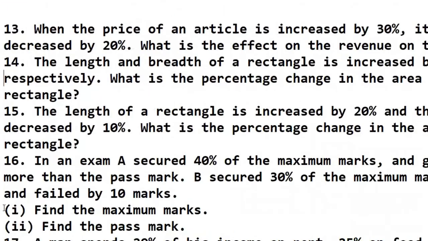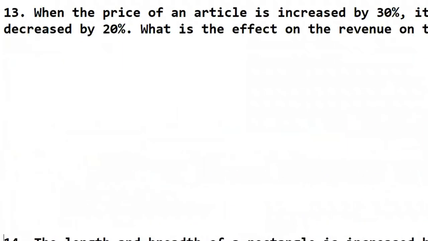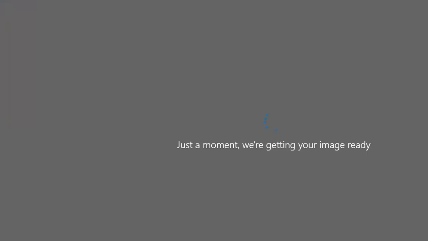When the price of an article increases by 30% and its sales decrease by 20%, what is the effective revenue on an article? Okay, so how to tackle this question?